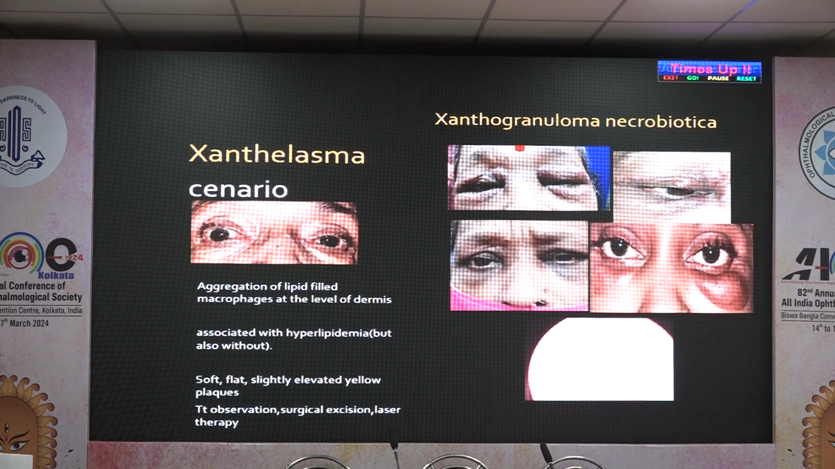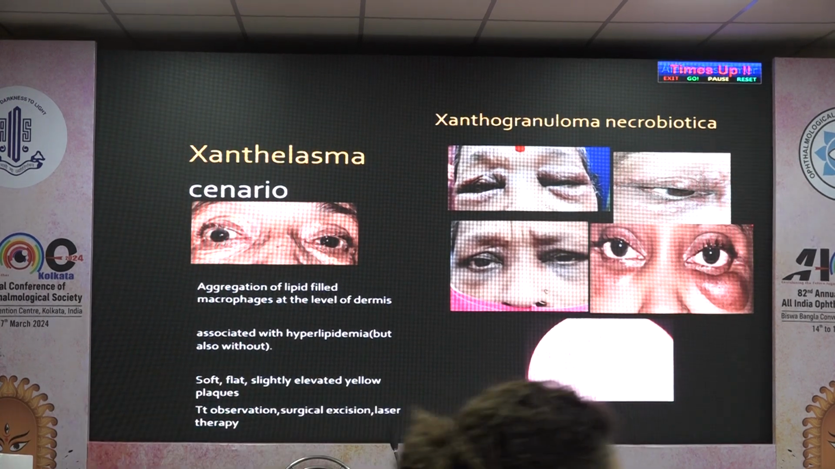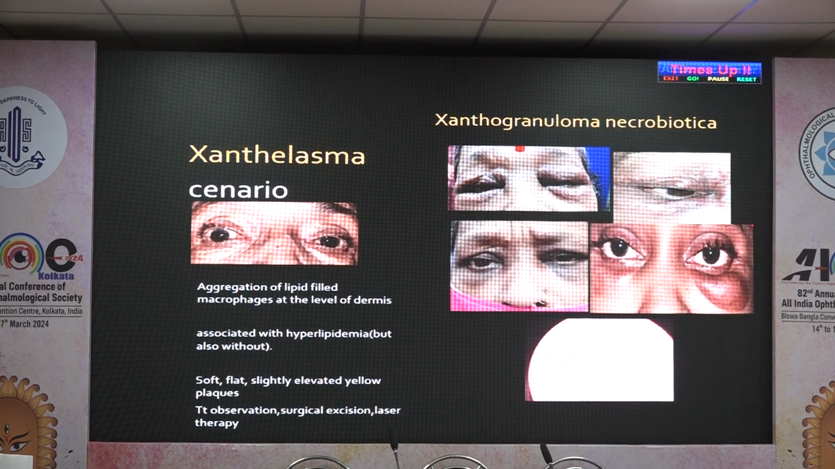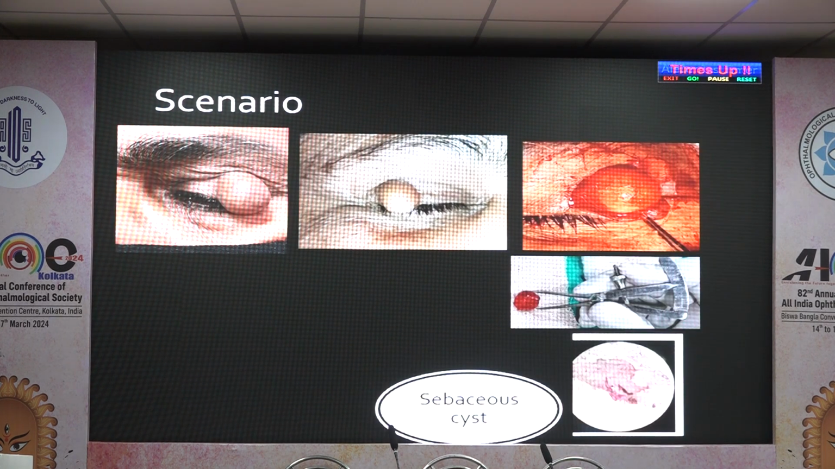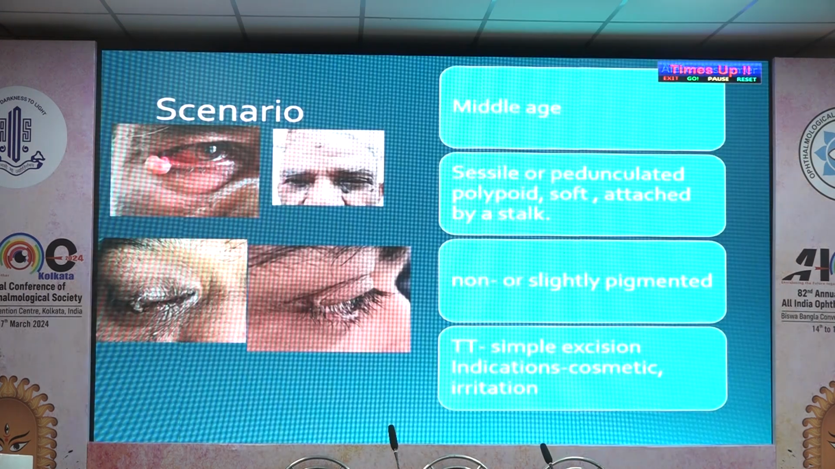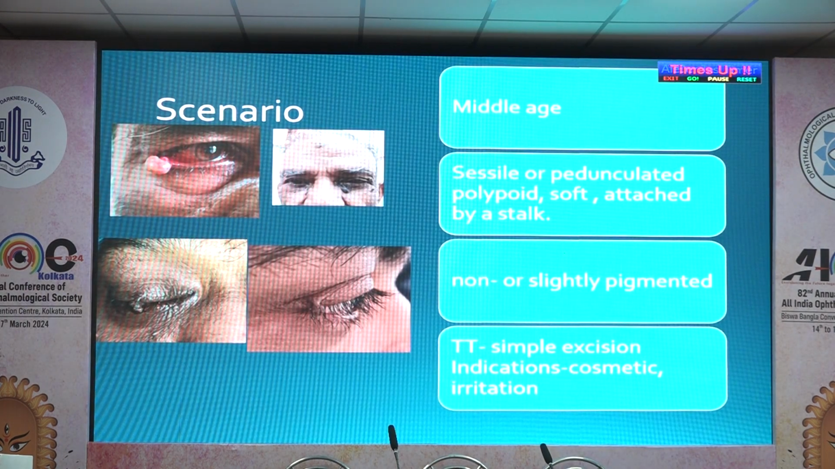No cells. I specifically told them that this is my diagnosis, please find it. They didn't find anything. So this is already what Sripurna has described. I'm not going to talk about these lesions.